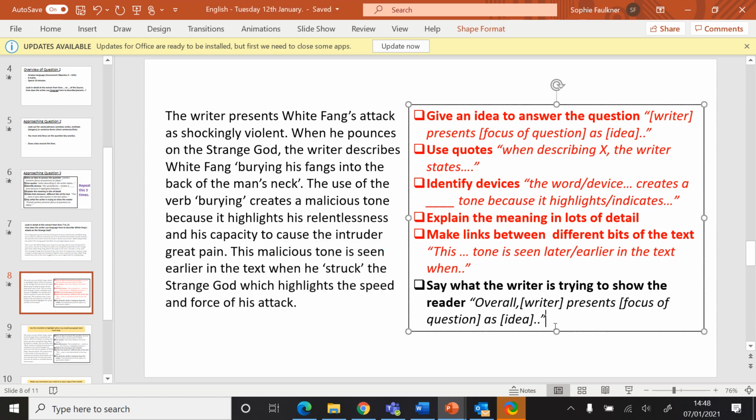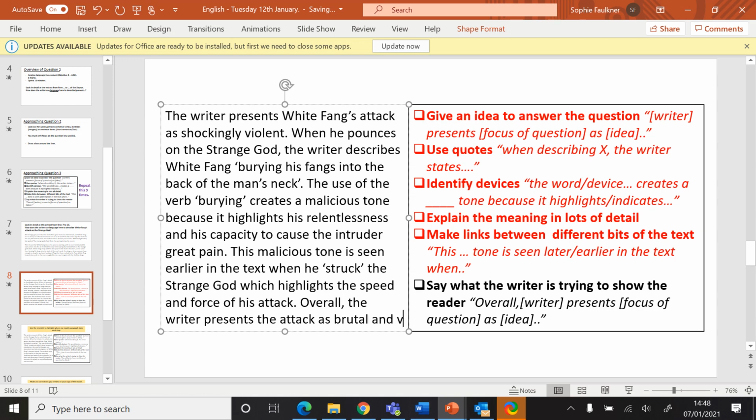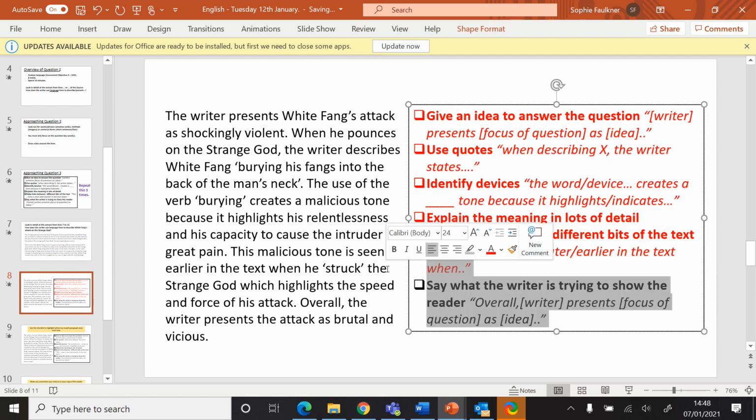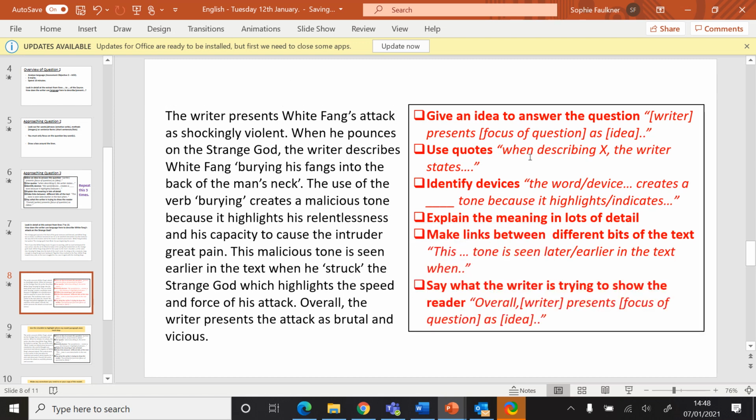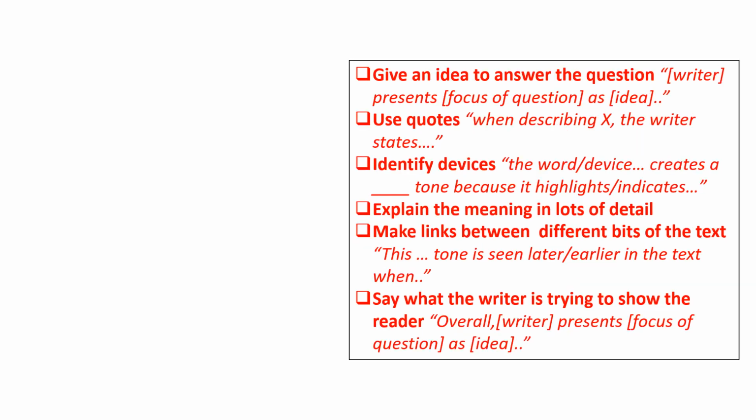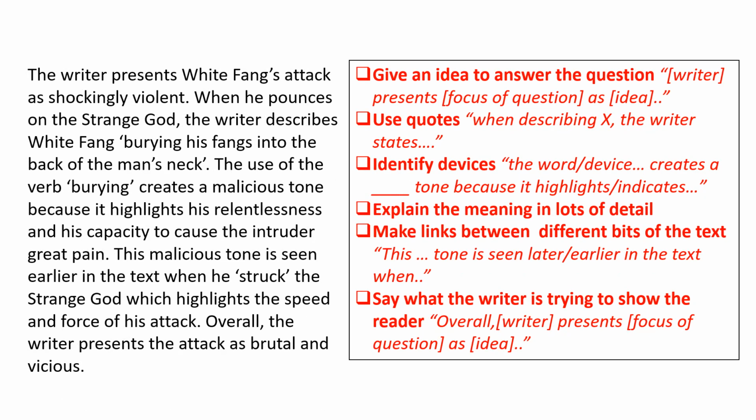And then I'm going to write my overall idea. So overall, the writer presents the attack. And again, I could write violent, but it feels a bit repetitive. So instead, I'm going to write as brutal and vicious. Okay. And that is my first paragraph done. All of those steps to produce that paragraph. All right. So, paragraph one.